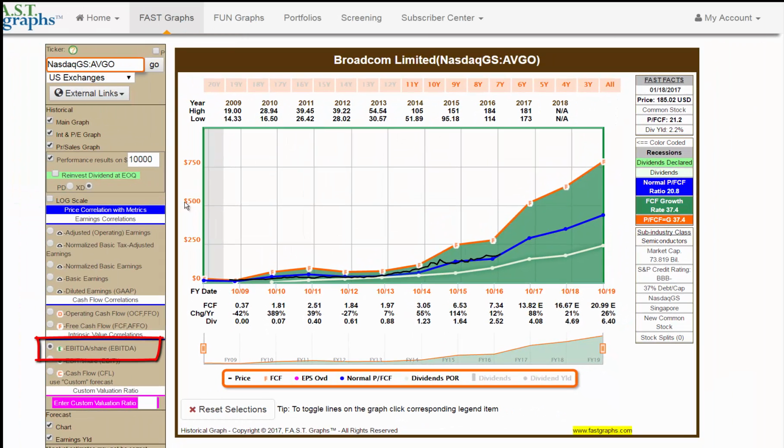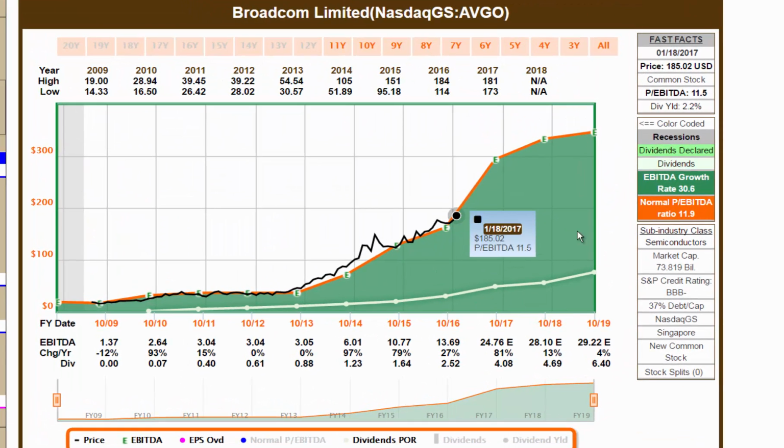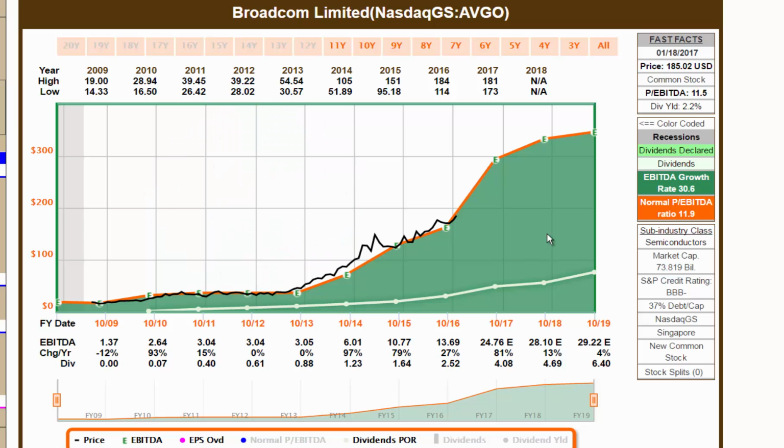And finally, I'm going to take a look here at EBITDA per share. And when I look at EBITDA growth, I also see a very high rate of EBITDA growth. So here I've got a multiple of 12 times EBITDA here on the graph, because EBITDA obviously is earnings before interest, taxes, depreciation, and amortization, and you've got essentially a higher number here than you did with the other metrics.